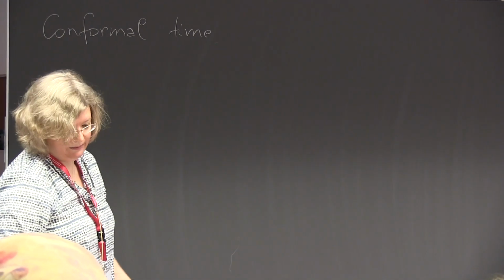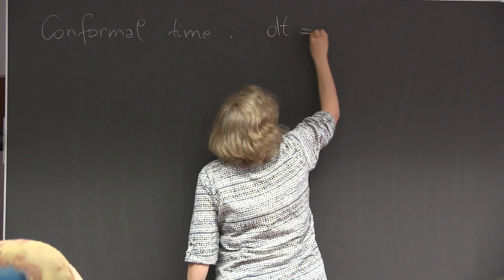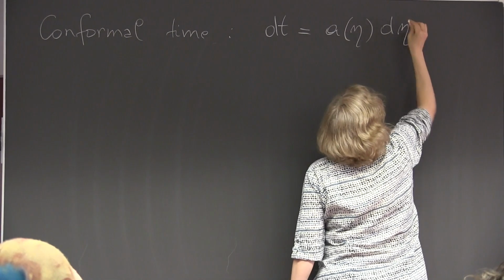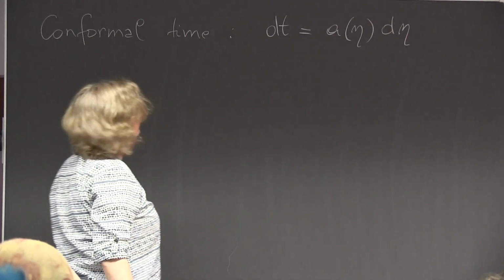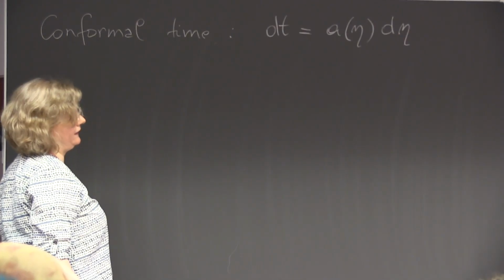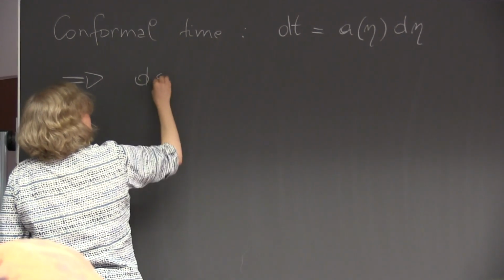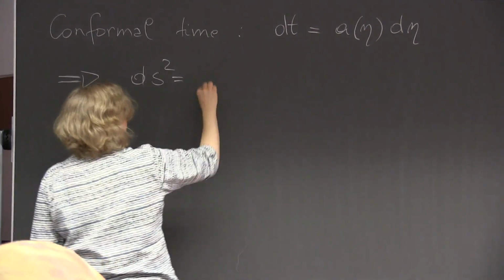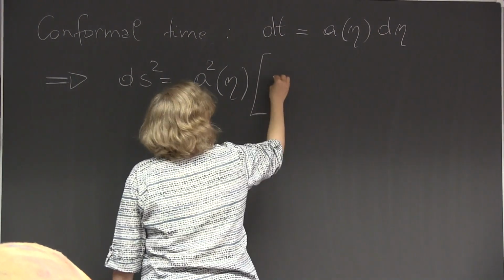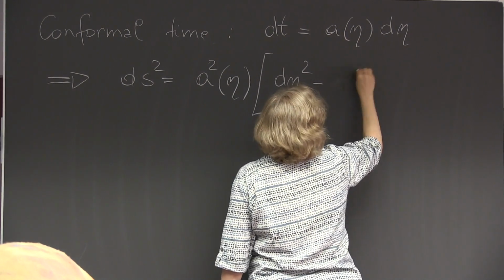The conformal time, I will use eta, is defined as the integral of a of eta d eta. So I scale the time in such a way that I have an additional factor of the scale factor. And then it should be clear that I have the simple metric where the a squared comes in front of it. No r squared here.